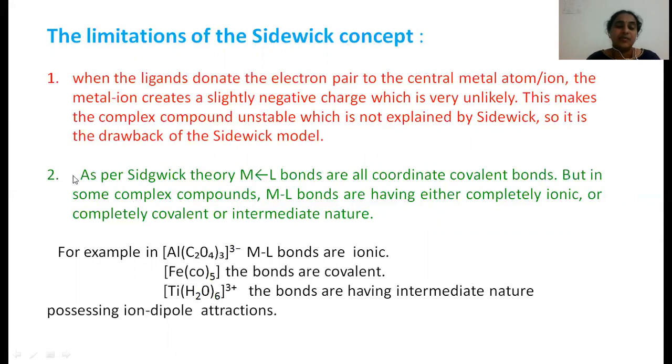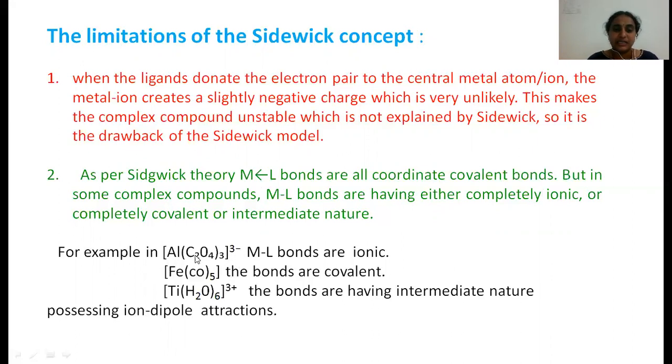Another drawback of this theory is that Sidgwick explained only the metal complexes which are formed due to coordinate covalent bonds. But many complexes are formed by covalent bonds and also by ionic bonds, and many complexes are formed with an intermediate nature of linkages. But such types of complexes are not explained by Sidgwick.